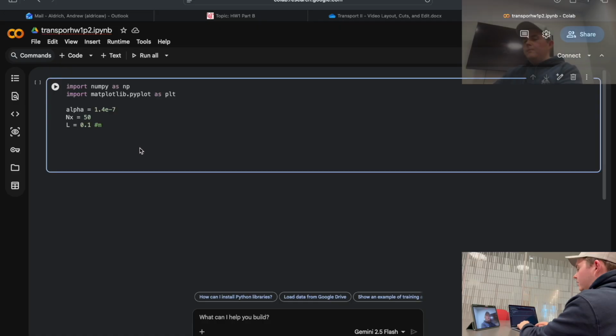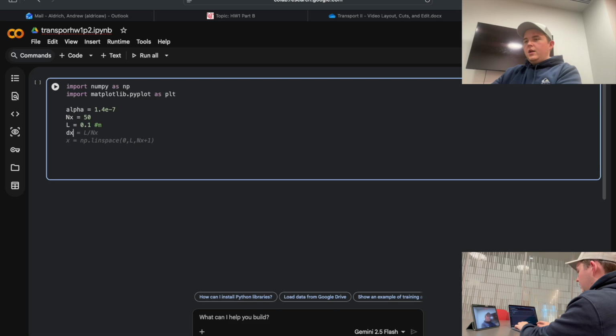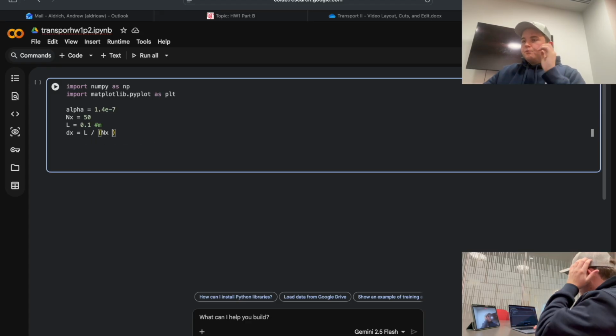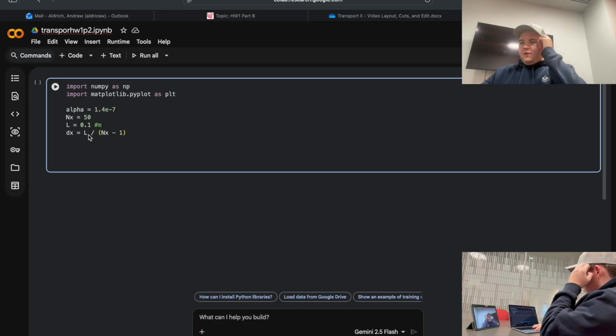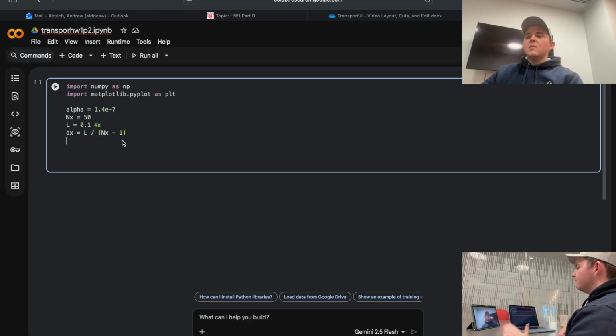Okay, let's move on. What we're going to do lastly that I just forgot is our dx is going to be our L divided by our nx minus 1. What that's going to do is take our nodes, which we have 50 different nodes here, and split them up into even slots, step at a time, like 1 step, 2 step, 3 step. And we'll be using that.